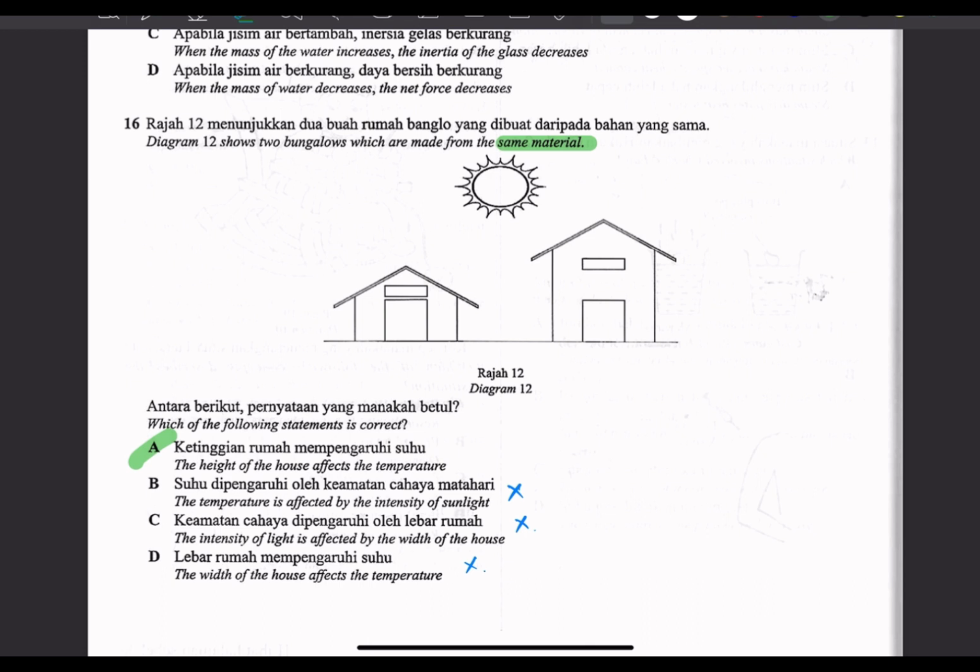Actually, this question is not that good because the question is never asking for anything. It just told us they are made from the same material. For the same material, the specific heat capacity should be the same.